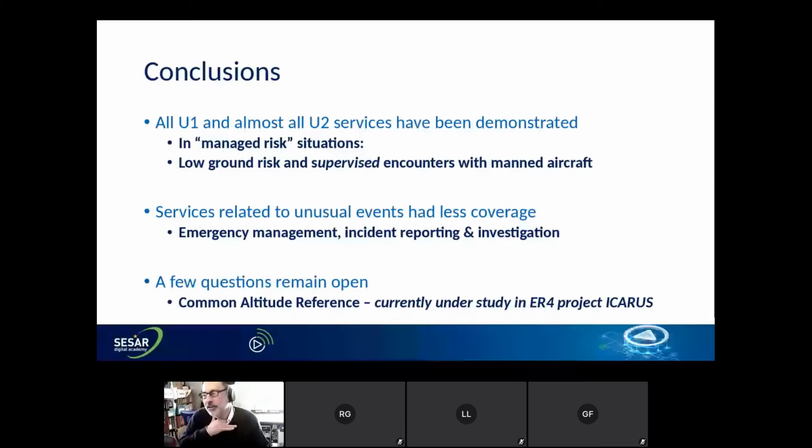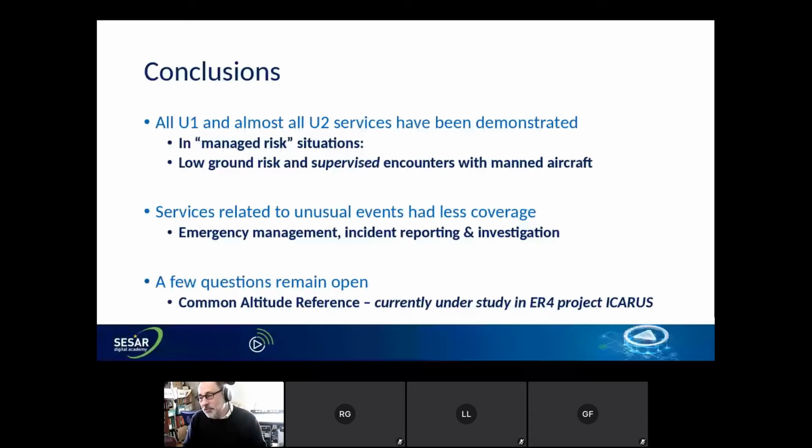So all of the U1 and almost all of the U2 services have been demonstrated. These demonstrations occurred in situations with managed risk. So the ground risk was certainly minimized. We didn't take unnecessary risk. And encounters with manned aircraft were supervised. There wasn't so much unexpected stuff going on. The services related to core operations were well explored, but the services related to unusual events had less coverage. Things like emergency management, incident reporting, and accident investigation.